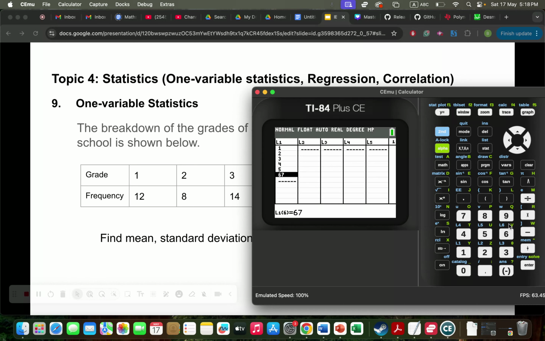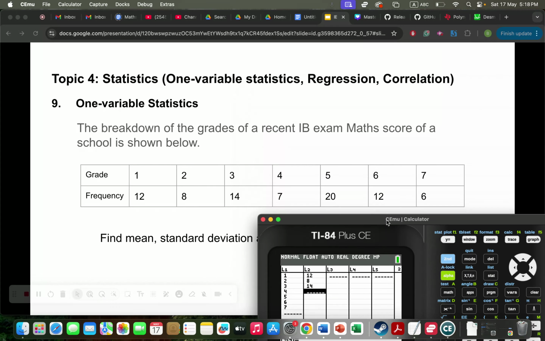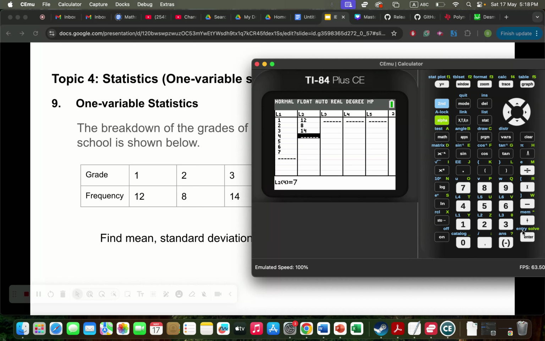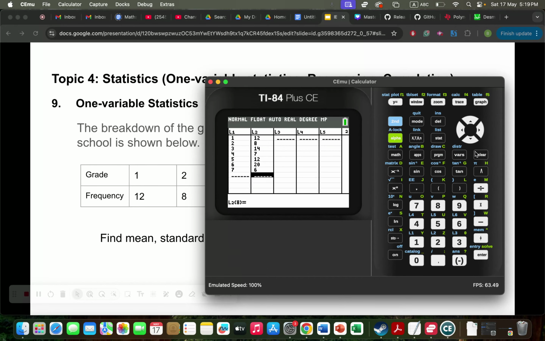Sorry, I need to change this. This should be 6, then this should be 7. Then we put the second column to be the second row numbers: 12, 8, 14, 7, 20, 12, 6. Oops, sorry, it should be the other way around. This should be 20, and this should be 12.